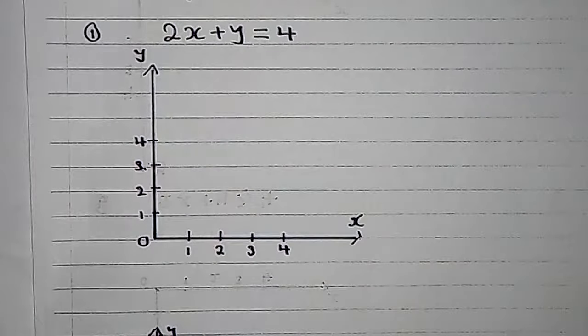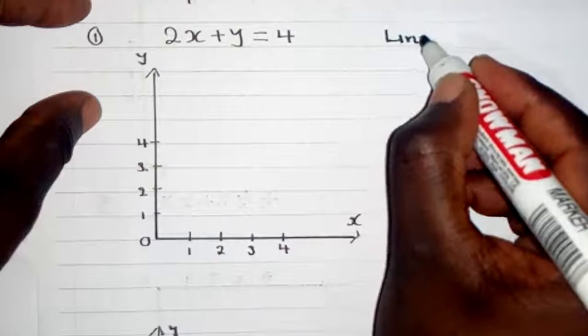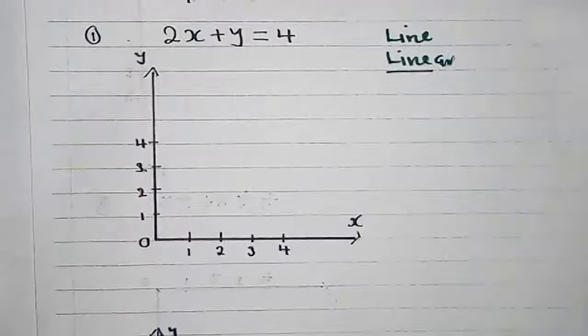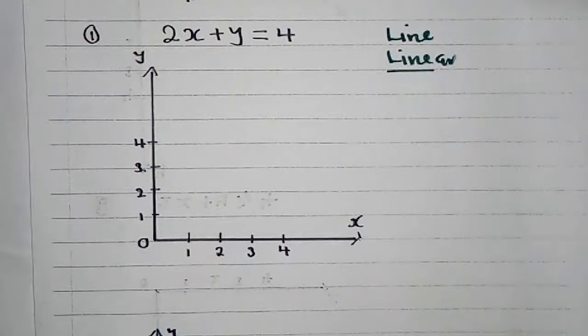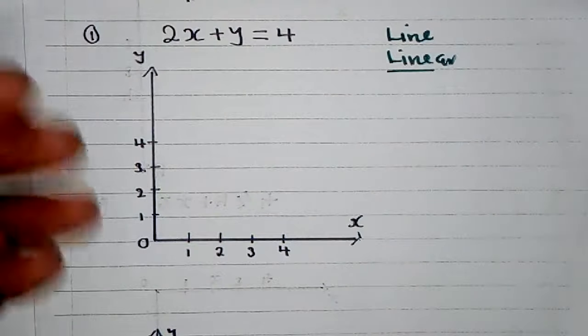So here is the introduction to linear programming. Linear comes from the word line. Linear and line are related. If you look at the words line and linear, they are almost the same, which means linear comes from the word line. It's very important to tell, when you've been given an equation, whether it is a line or not a line, for example a curve or a parabola.